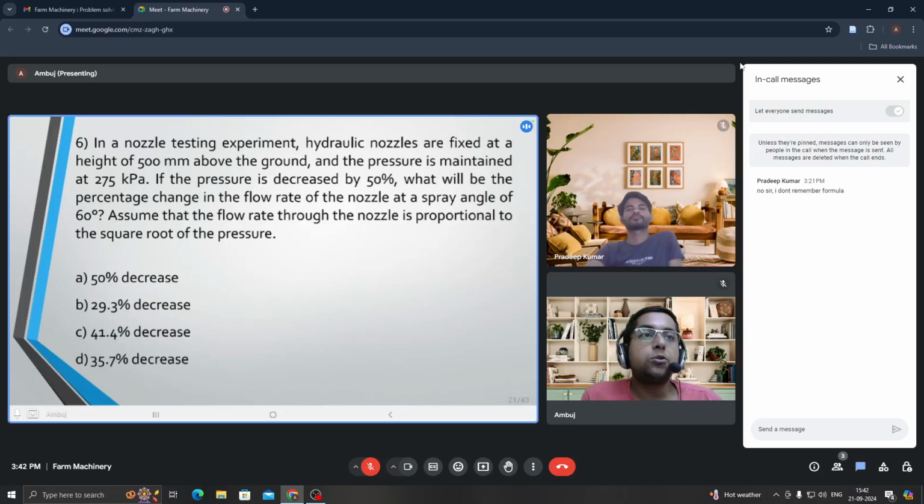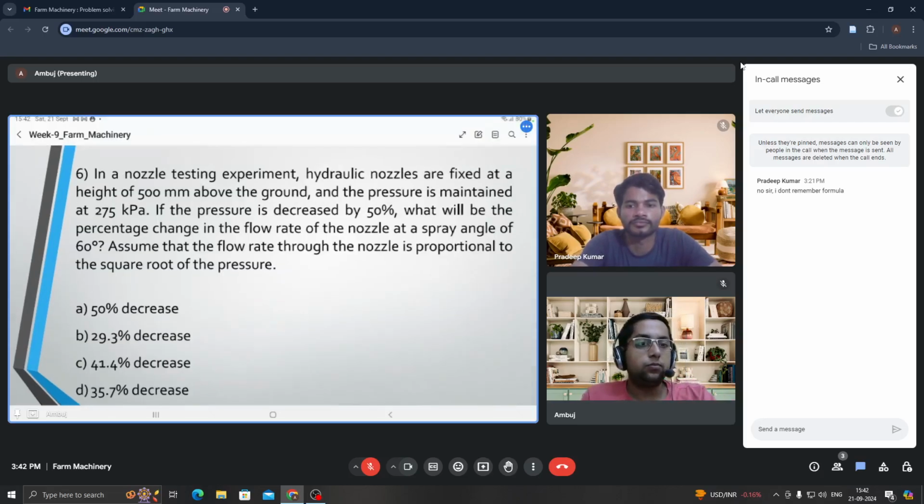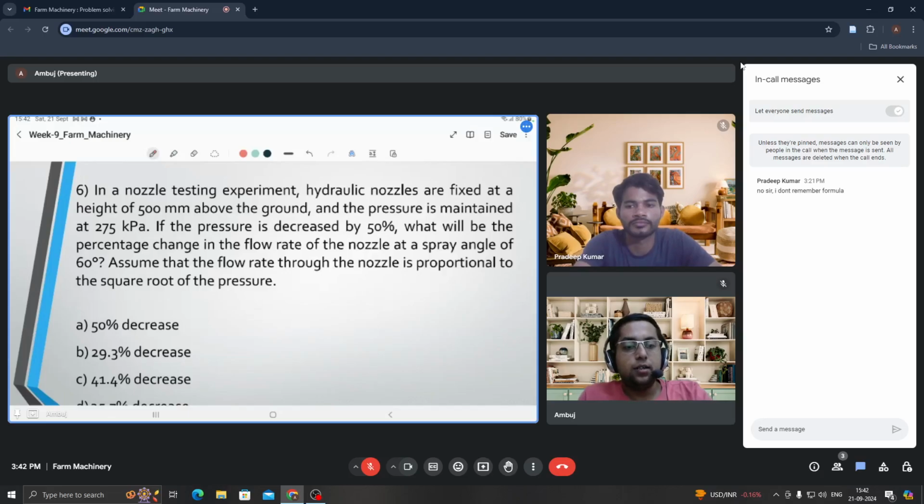Q is directly proportional to root of P. The initial discharge rate was Q1, so Q1 equals K times root of P1. Then Q2 is equal to the same coefficient K times root of 0.5 P1. So for the percentage change, just try to calculate it. That would be equal to (Q1 minus Q2) divided by Q1, times 100. I'll just write it down. No problem.